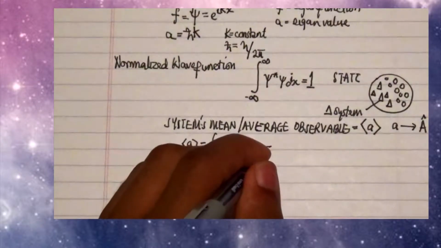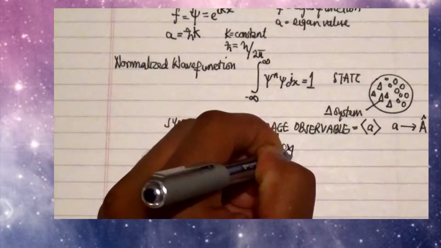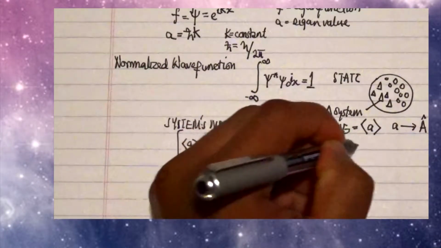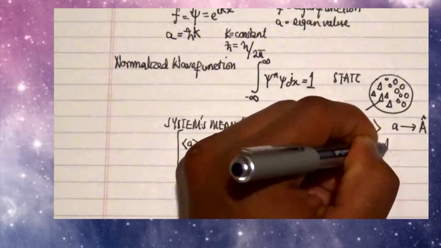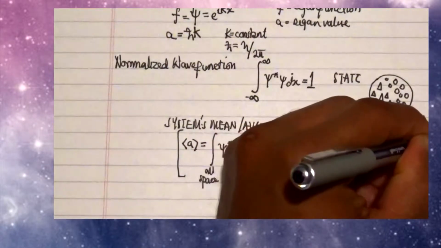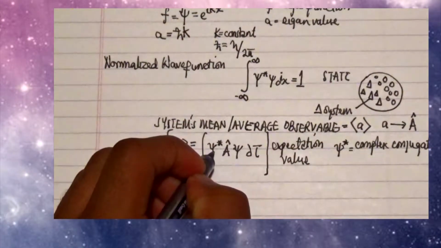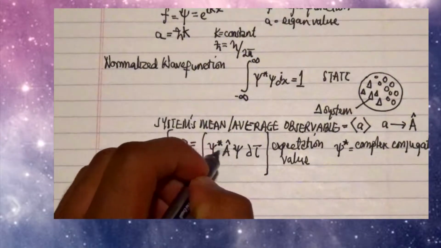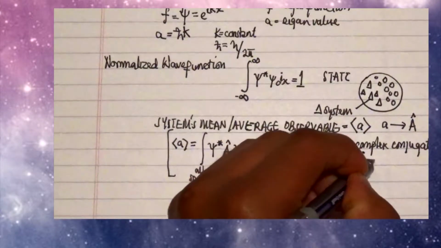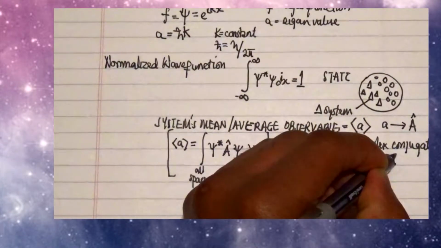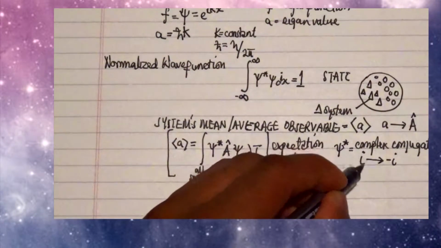Now take note that this part defines our expectation value, and our psi star over here is expressed as the complex conjugate. Why do I call this the complex conjugate? The reason is to differentiate this one from this psi in here. This psi star takes into account the fact that our i is changed to negative i, while our regular psi without any star just takes into account all the i's.